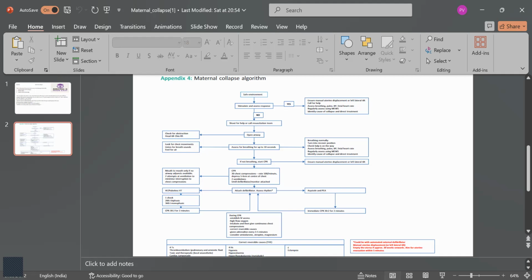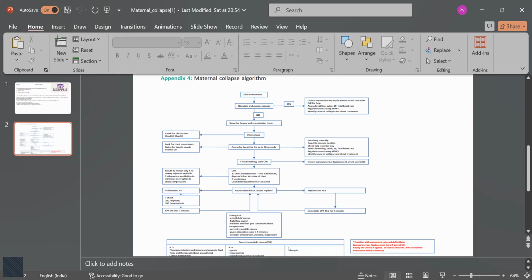But if the patient is not responding and is not breathing, then we will start cardiopulmonary resuscitation. The cardiopulmonary resuscitation team arrives by this time and starts it: 30 chest compressions and 2 ventilation breaths. The chest is compressed by 5 to 6 centimeters in the center of the chest, uninterrupted. We give the 30 chest compressions with airway adjuncts.